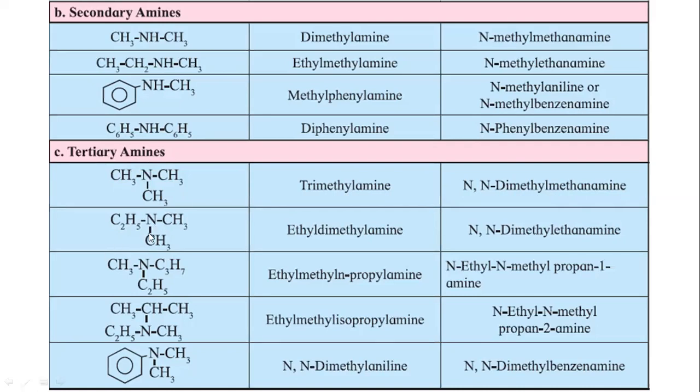But in this example, say one C2H5 group is there, and these 2 methyl groups are there. So the name will be N,N-dimethyl, because 2 methyl groups are there, N,N-dimethylethanamine. Why is it ethanamine? Because it is the larger one. This alkane is considered as the parent because it is the larger one. Then the next example, see this example. In this, 3 different groups are there.